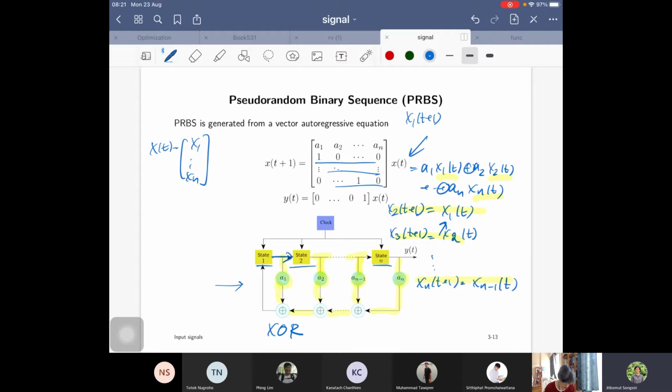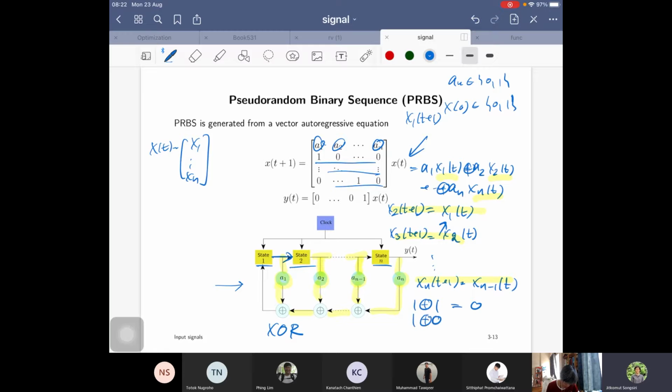All the coefficients are binary numbers, so the aks are either 0 or 1. You initialize the states as a binary sequence as well, so the initial states are either 0 or 1. The operations here are modulo 2, or XOR, which means 1 XOR with 1 is going to be 0.